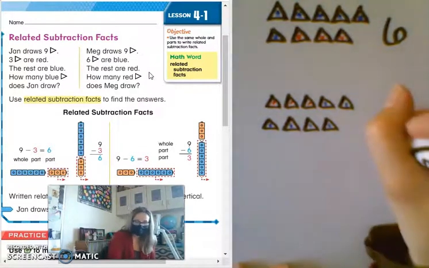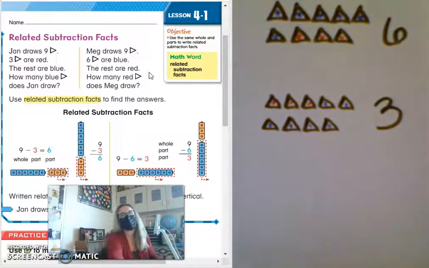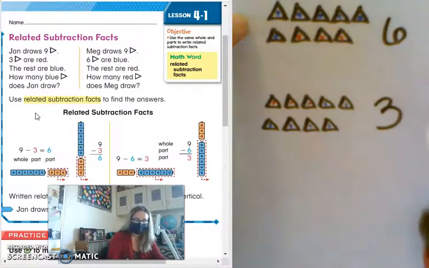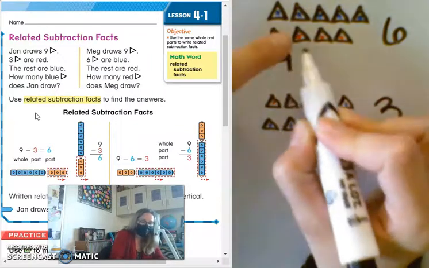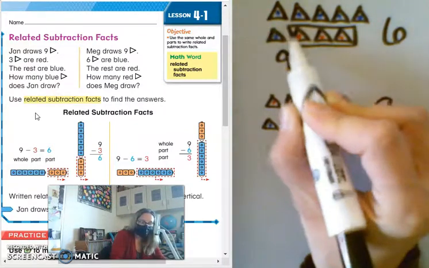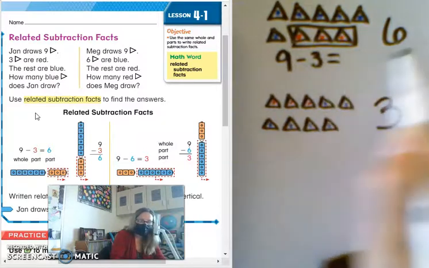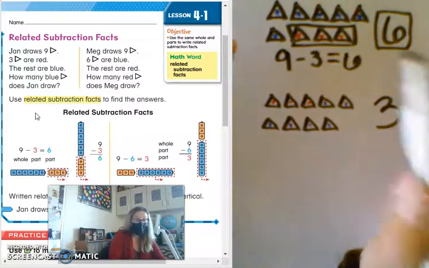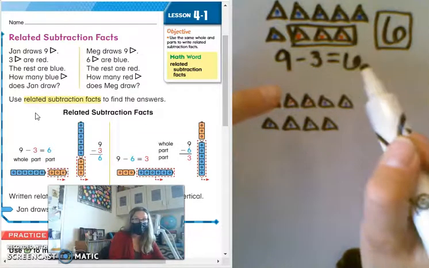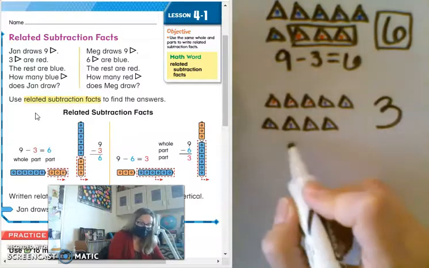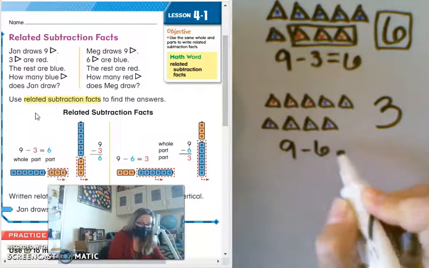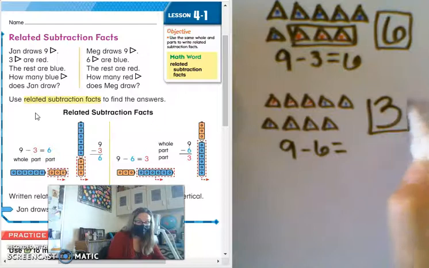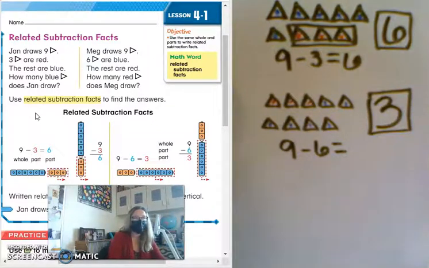Now, it says you can use related subtraction facts to find the answers. If we know that Jan had 9, and we took away the 3 red, that left us with how many? 6. So, if we know 9 take away 3 equals 6, then if Meg had 9 and she took away 6, we know that she must have how many red? Noah?